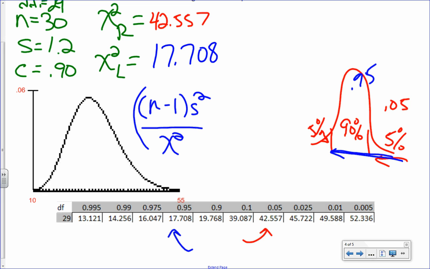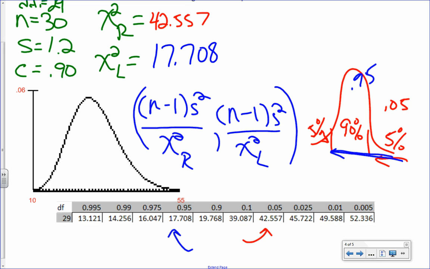How do I divide on this side? To get the smaller number, I divide by chi-squared right, because it's the larger of the two, right? And over here, this is the stuff I'm basically canceling out, which is what this numerator is. That's chi-squared left.